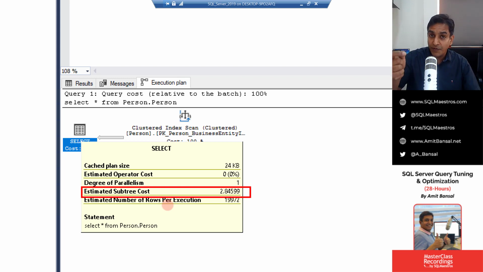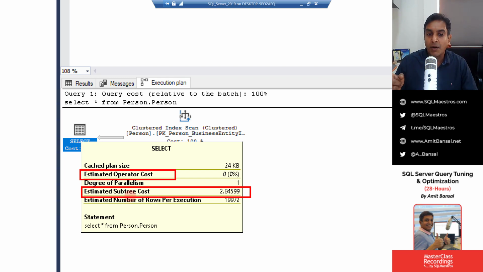Now the cost of select itself is 0, which you can see here, which is the estimated operator cost. Now this is something that you know, like you can just take the cursor over select operator and find the cost of the query. This video is not about that. This video is about where this number, 2.8, is derived from.